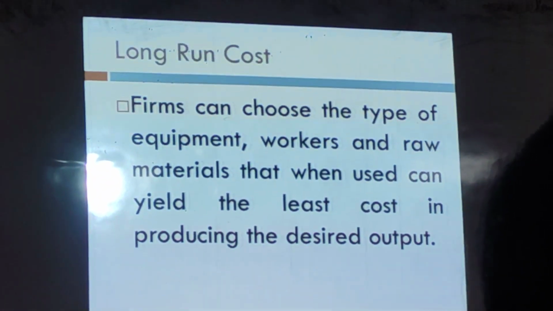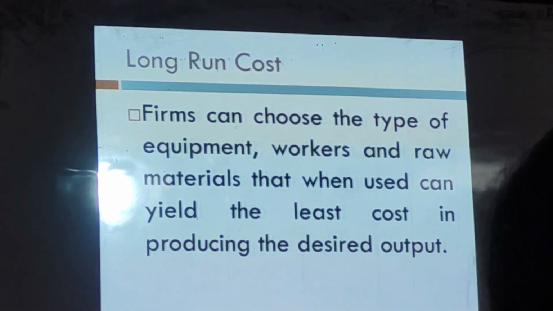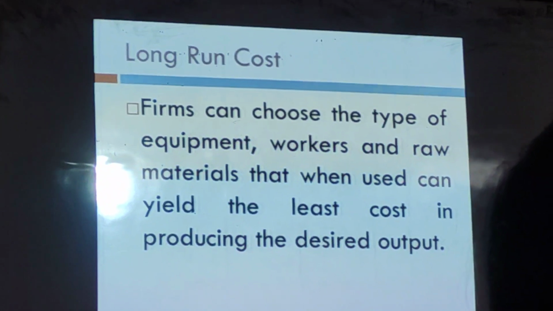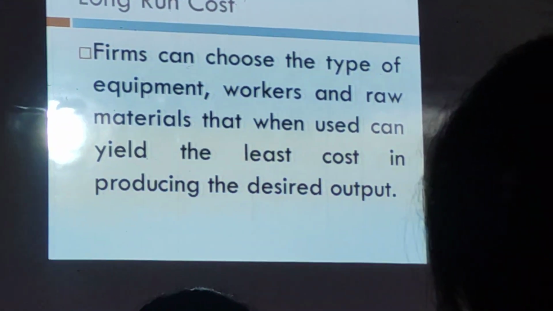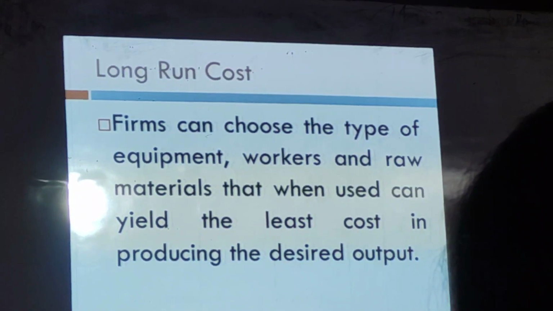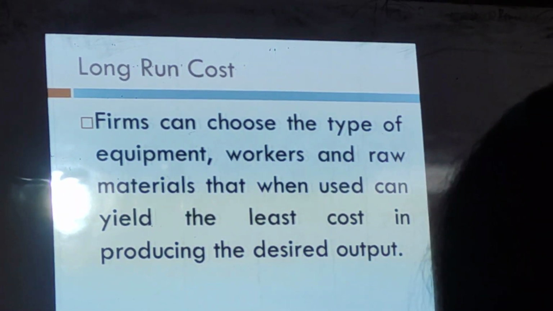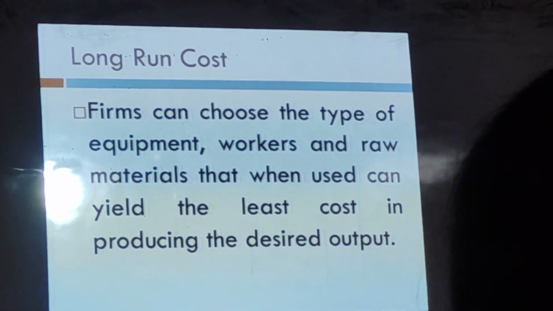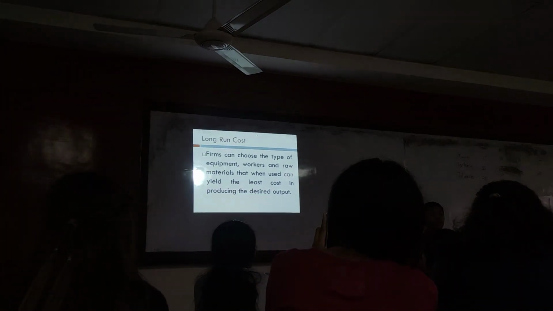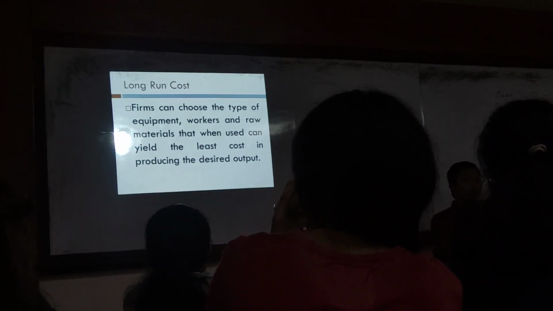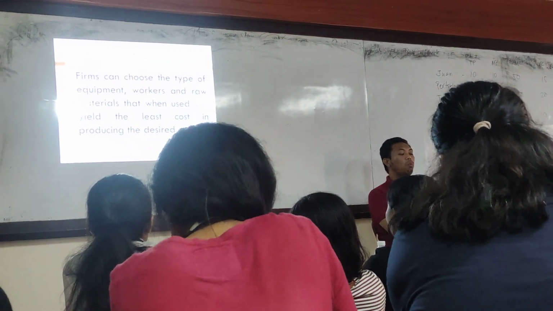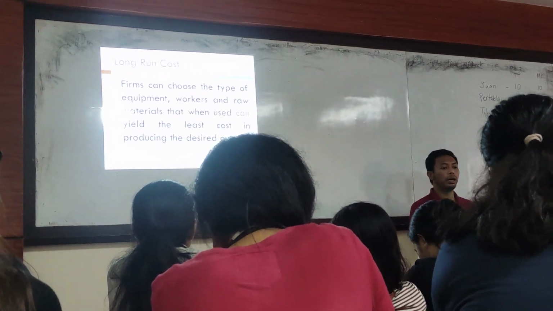Okay. So, in the long run, we have also long run costs. This is where the firm can choose the type of equipment, workers, and raw materials that when used can yield the least cost in the desired output. Again, this is a projection of your business, of where your business will be. So, if you do expansion, you can now decide how many workers to work, how many equipment to use, and what those equipment are. Okay?